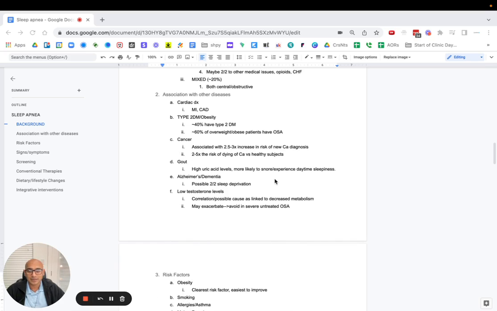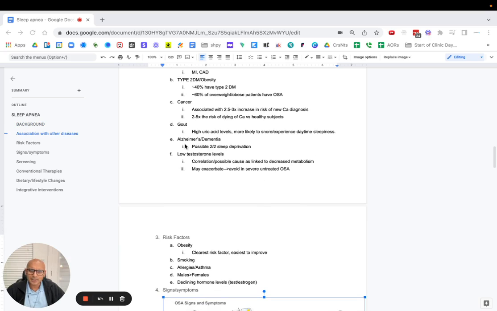And patients who have OSA have 2 to 5 times the risk of dying of cancer versus a healthy patient. If you have high uric acid levels, which would be found in gout, you're more likely to snore or experience daytime sleepiness. And there is a link between OSA and Alzheimer's and dementia. The researchers think it's probably due to consistently decreased REM and deep sleep levels. And then low testosterone levels.